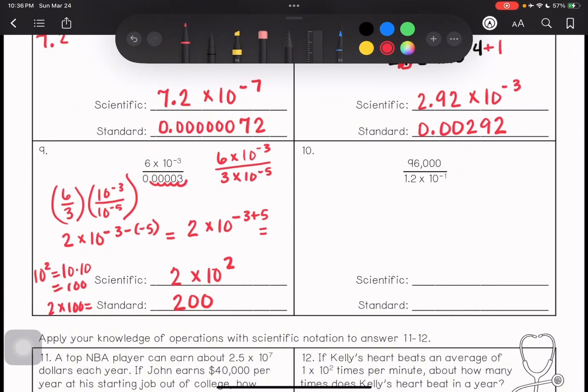Number 10. I'm going to write my numerator in scientific notation by moving the decimal 1, 2, 3, 4 times. Because the number was greater than 1, the exponent is positive. I'm going to divide that by 1 and 2 tenths times 10 to the negative 1. So divide 1 and 2 tenths into 9 and 6 tenths.